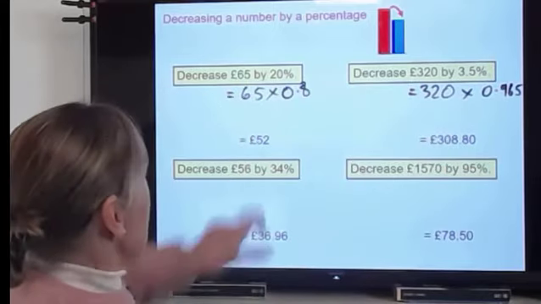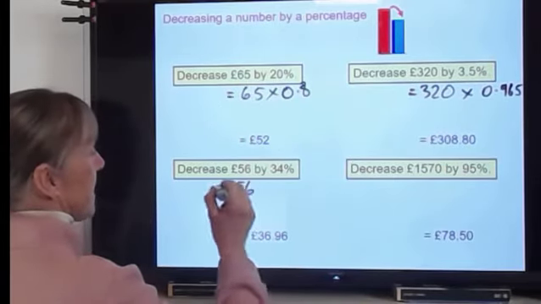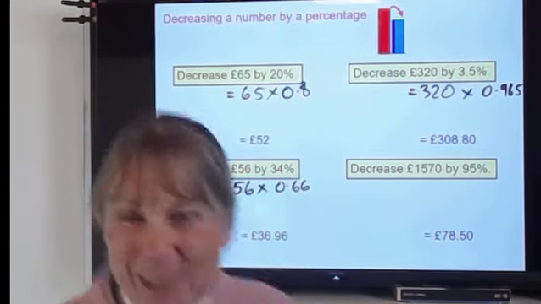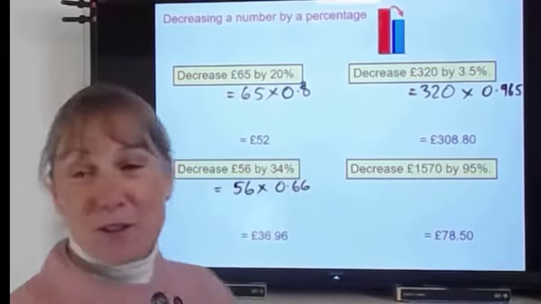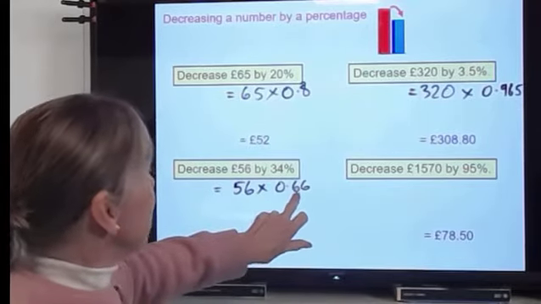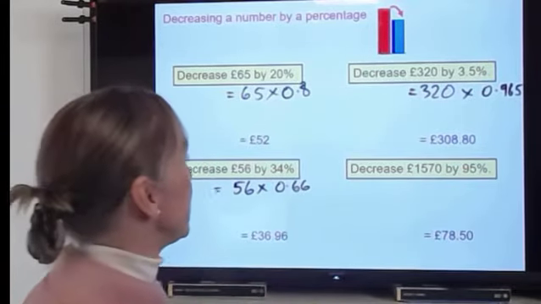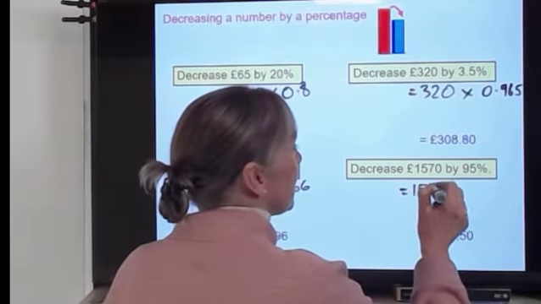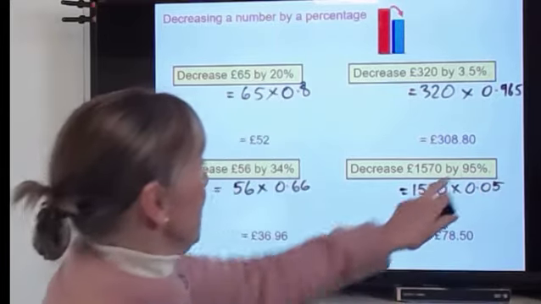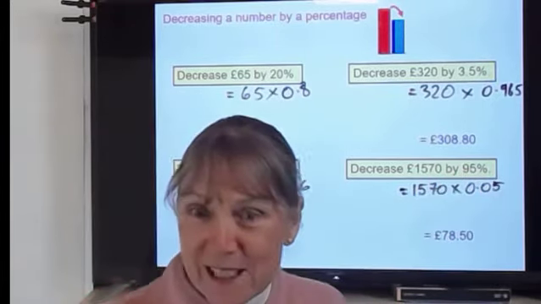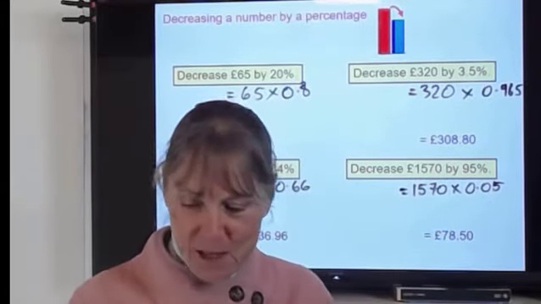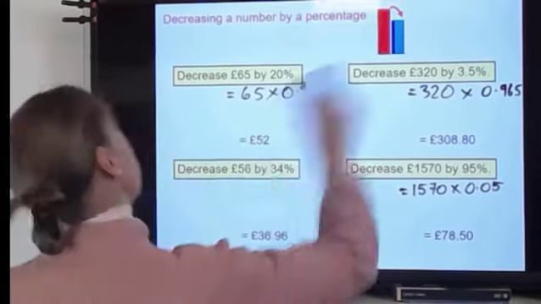All right, this one's going to be 56 times 0.66. Hopefully 66 adds with 34 to make 100. So finding 66% will leave 34% behind because we don't want it anymore. This will be 100 times 0.05, because we want to get rid of almost all of this, 95% of it. So all we're interested in is really 5% of it. So there we go. Let's get rid of these.